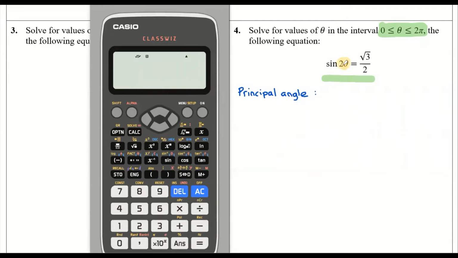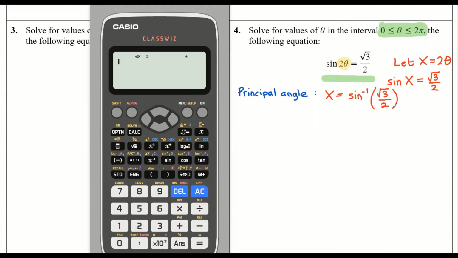So perhaps I should make a substitution before I proceed. So we'll say, let big X equal 2 theta. So in other words, we're going to be solving the equation sine of big X is equal to root 3 over 2. So it's the first step that I almost missed out then. So for the principal angle, we just find out what big X is equal to. So I do the inverse sine of the square root of 3 over 2.